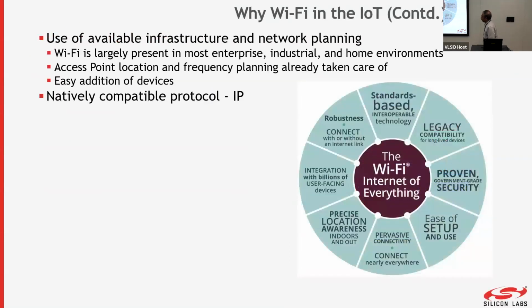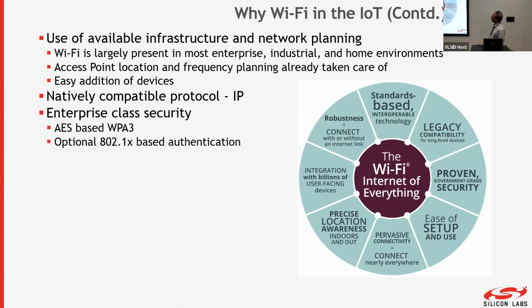The other reason why Wi-Fi is popular is that there is no building today where there is no Wi-Fi. Every single home, every single office, every single hospital, every single airport, railway station, everything has Wi-Fi. So the infrastructure is already there. It's being used for networking, for access to the internet, and for some control and command functions. It can also be used for the IoT. So the planning has already been taken care of.